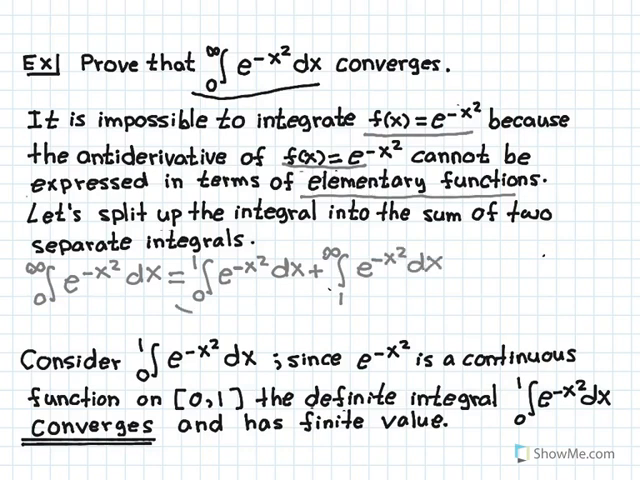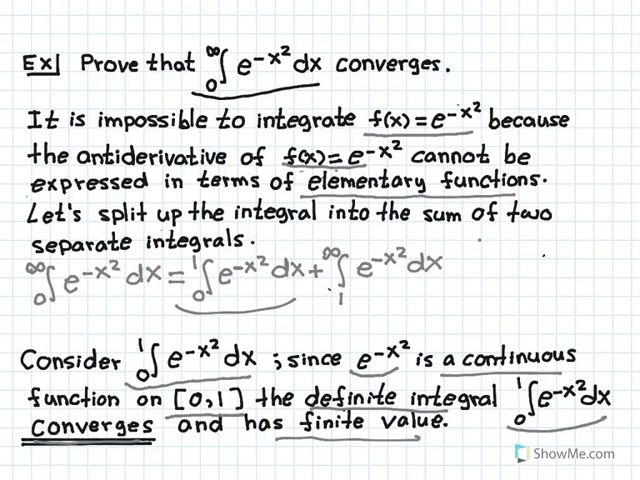Let's consider the first integral. The first integral from 0 to 1 of e to the minus x squared dx, we can see that the integrand e to the minus x squared is a continuous function on the closed interval 0 to 1. That means the definite integral from 0 to 1 of e to the minus x squared dx converges. It has a finite value. Let's actually make a drawing of that.